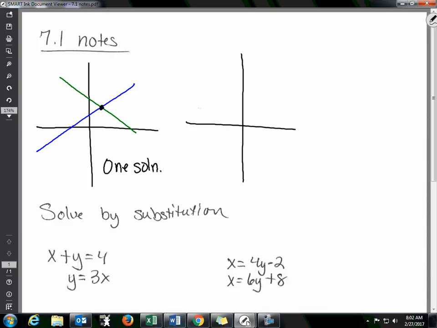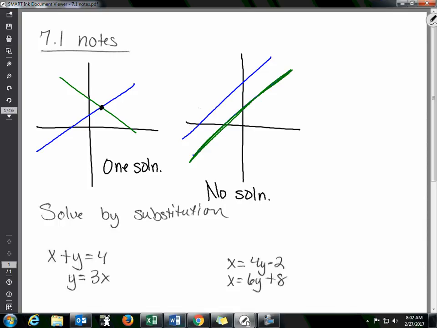There's another type. Say you have a blue line that does this, and then your green line does that. Those are what are considered parallel lines. Parallel lines never cross, so this would be called no solution.